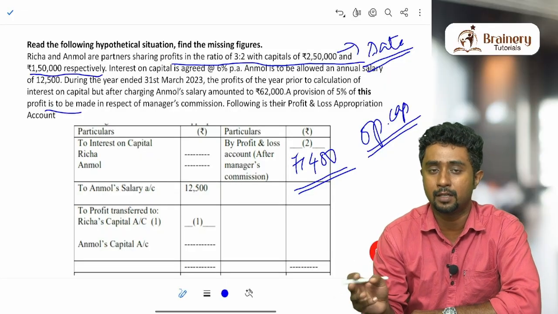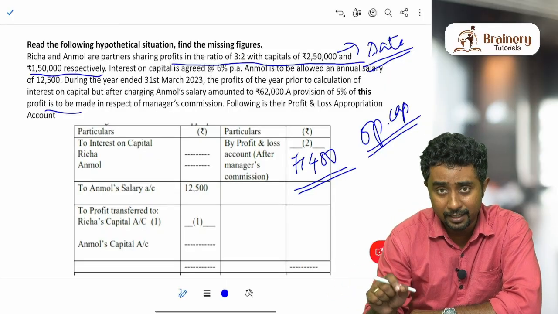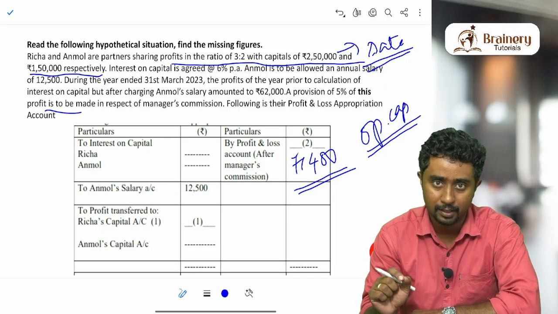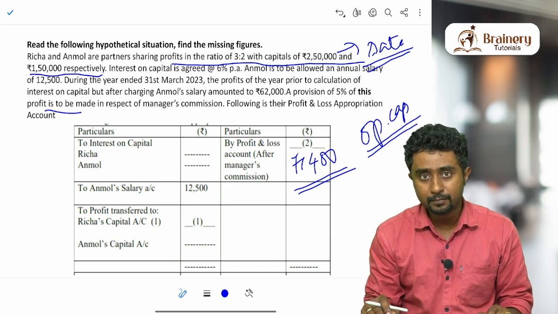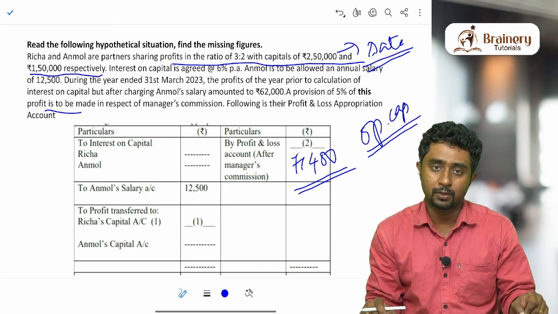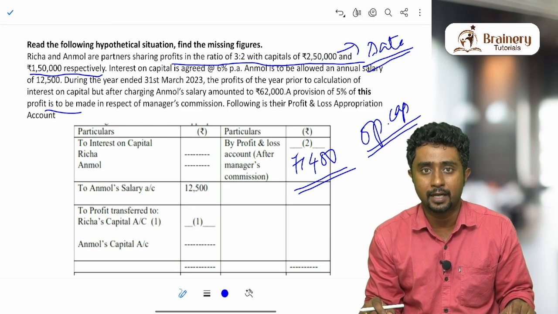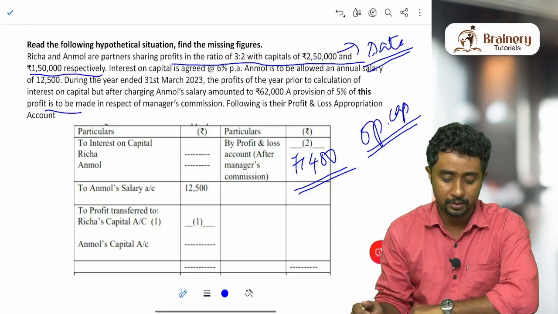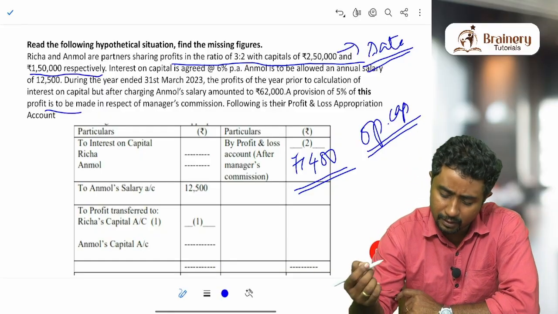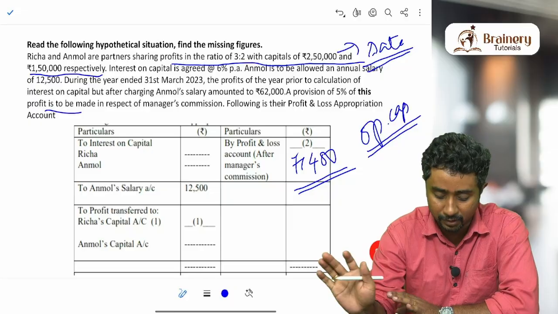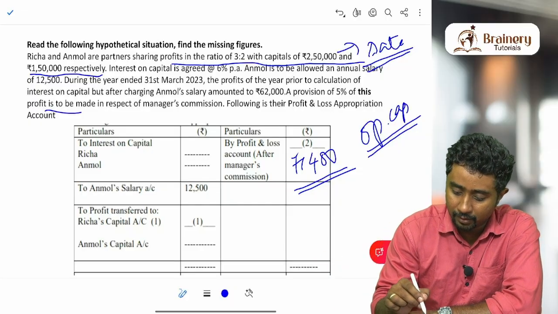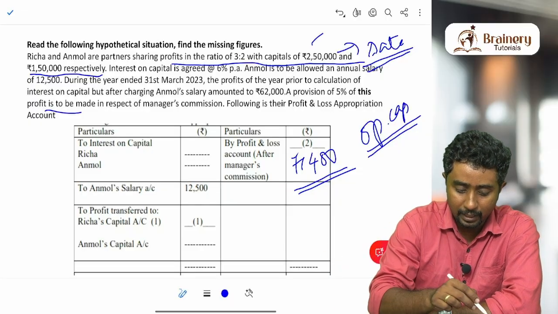Only when some date is mentioned do you have to bother whether it is opening capital or closing capital. So when a date is mentioned, you focus on the date and use it to decide whether it is opening capital or closing capital. If the date is not mentioned, you can just take it as opening capital. No need to worry about that. So opening capital is already given: 2,50,000 and 1,50,000.